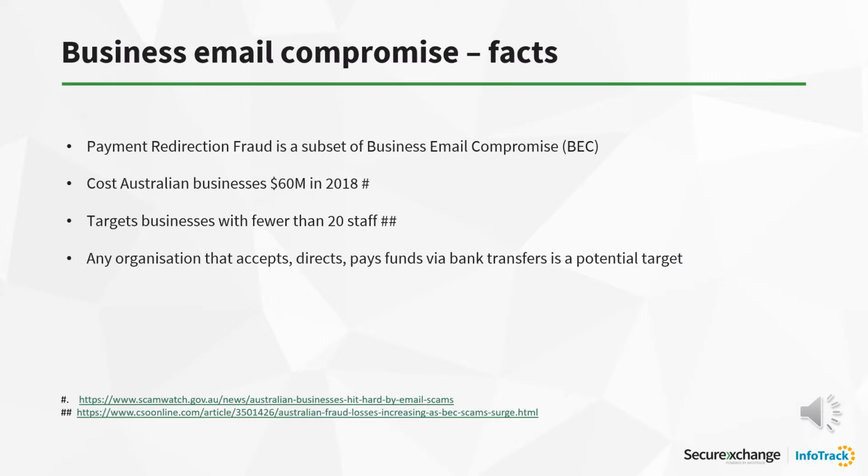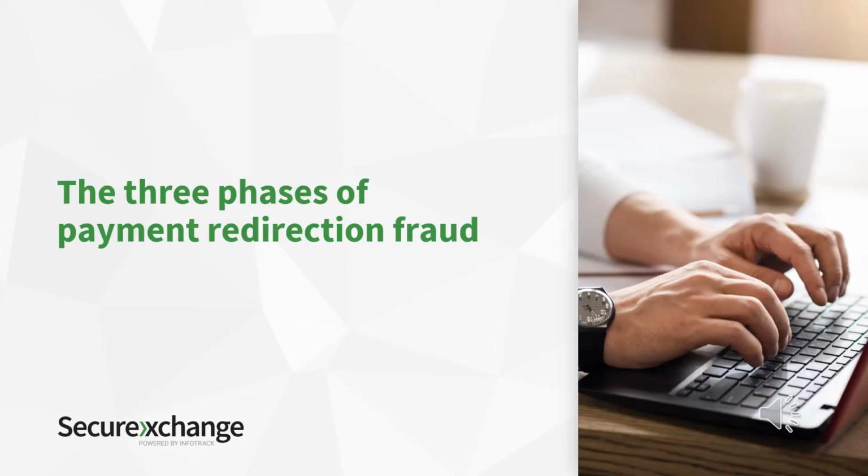Payment redirection fraud is a type of attack. This is a subset of business email compromise. A few facts about business email compromise. According to the ACCC, the estimated cost to Australian business was $60 million in 2018. Small businesses with fewer than 20 staff were the most likely targets and accounted for over 75% of reported cases. Any organisation that accepts, directs, or pays funds via bank transfers is a potential target.